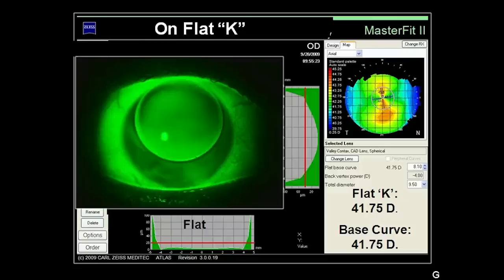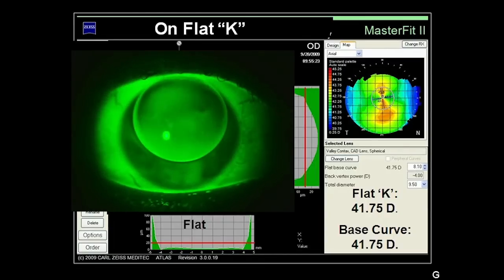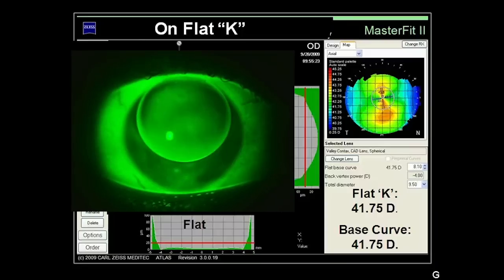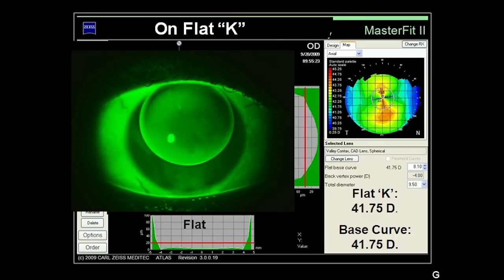So we've got our 41.75 lens on the eye. See if we can start up the video. When the patient blinks, the lens comes up with the lid as it should. But as the lens is gravity induced down, we can see that it tends to move laterally left and right. So in this particular case, we've got a lens that's too flat, and typical of a flat lens, the lens is riding high.